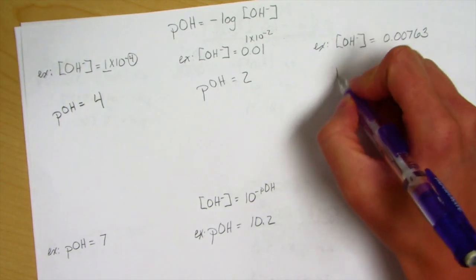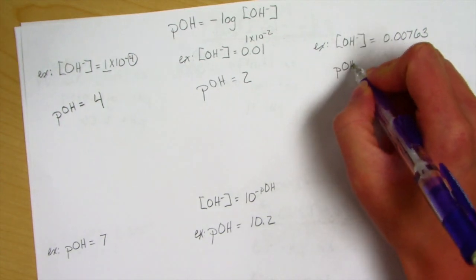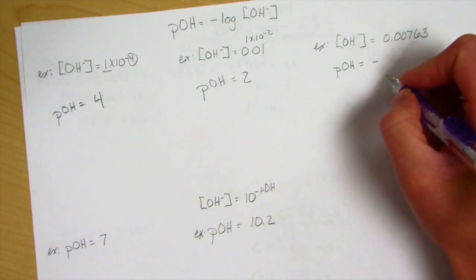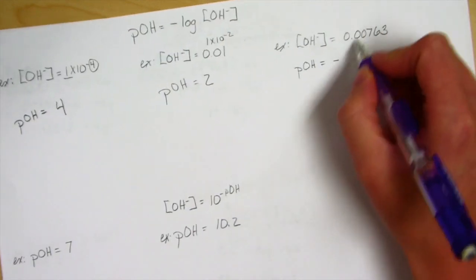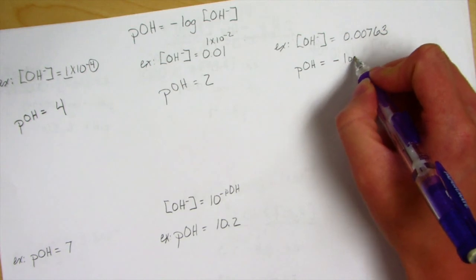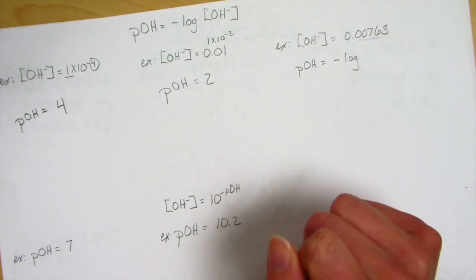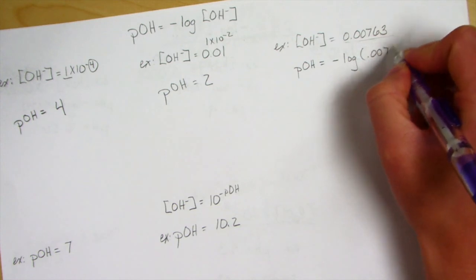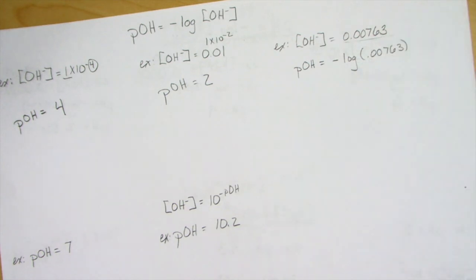Now this last one, that one is going to be a little bit more of a challenge because we don't have those nice, easy whole numbers that we're working with. We're working with one with different digits. So we have to use our equation, negative log of 0.00763.